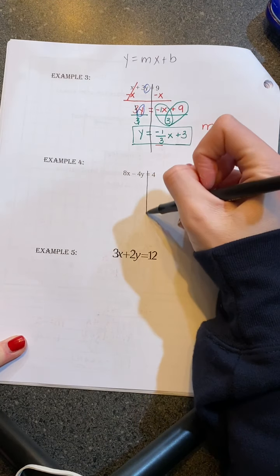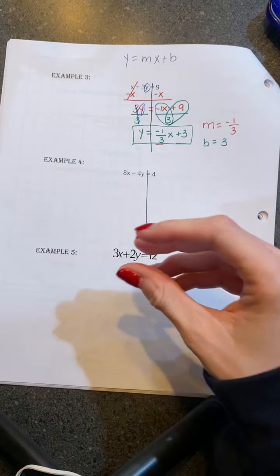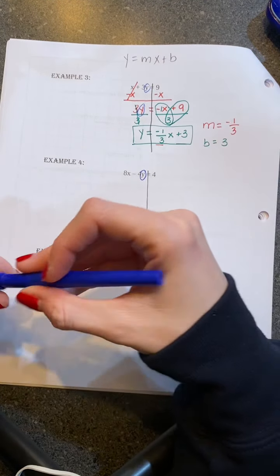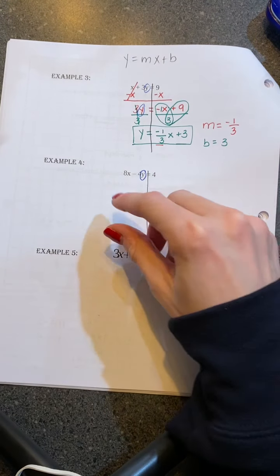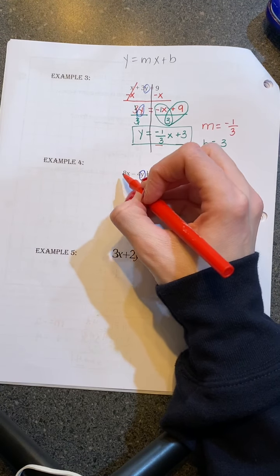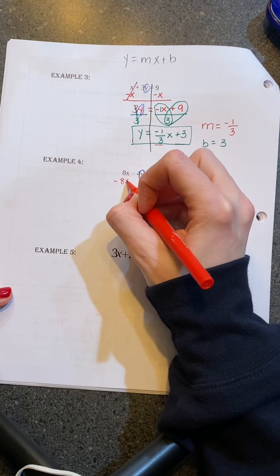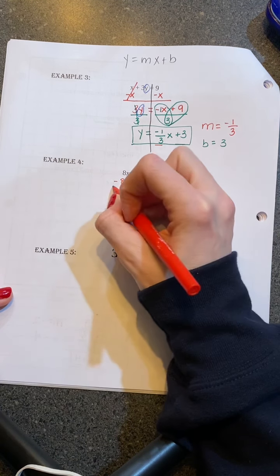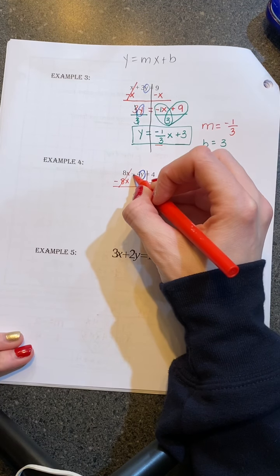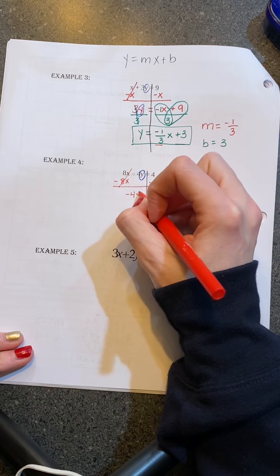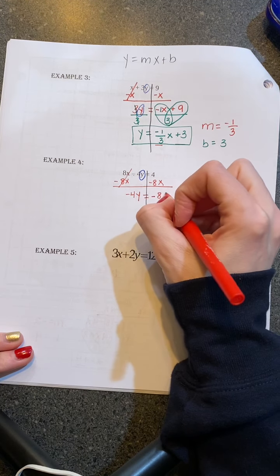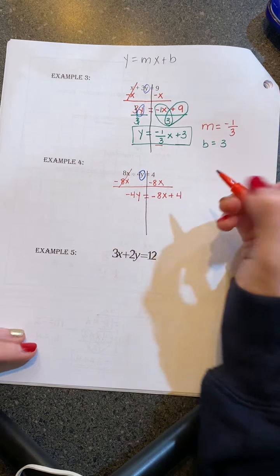All right, let's look at example 4 together. We need to solve for y. So we need to get that y by itself. So I have 8x minus 4y equals 4. That's a positive 8x, so I'm going to subtract 8x on both sides. Now when we do this, it's very important. A lot of people will forget that's a negative 4y. So you need to always bring that negative. Equals, I'm going to do the negative 8x plus 4.